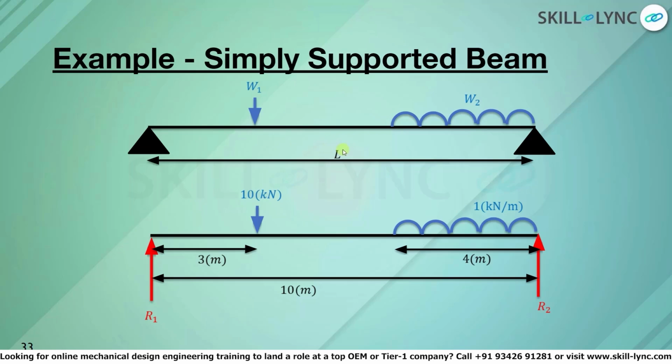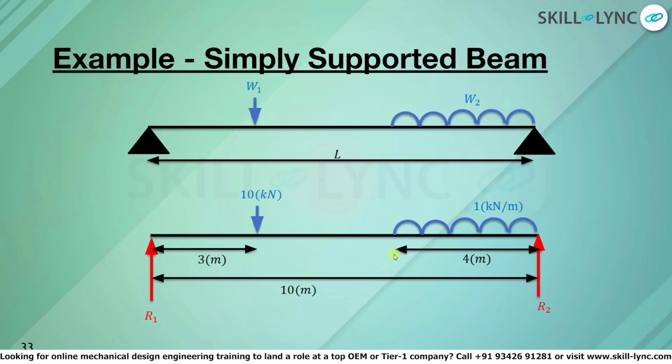From this example, let us see how to calculate shear force and bending moments in beams. Let us take a simply supported beam. The beam is supported at two ends on two simple supports 1 and 2. The beam is loaded with a concentrated point load W1 and a uniformly distributed load W2. The span of the beam is L. The value of W1 is 10 kilonewton and the value of W2 is 1 kilonewton per meter. The 10 kilonewton load acts at 3 meters from the support, while the 1 kilonewton per meter uniformly distributed load acts over a length of 4 meters from R2. The span of the beam is 10 meters.